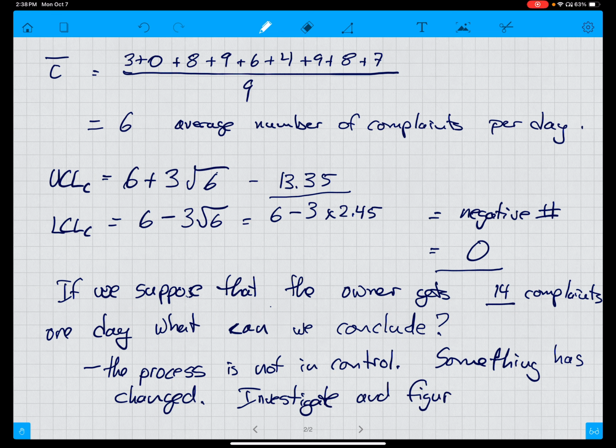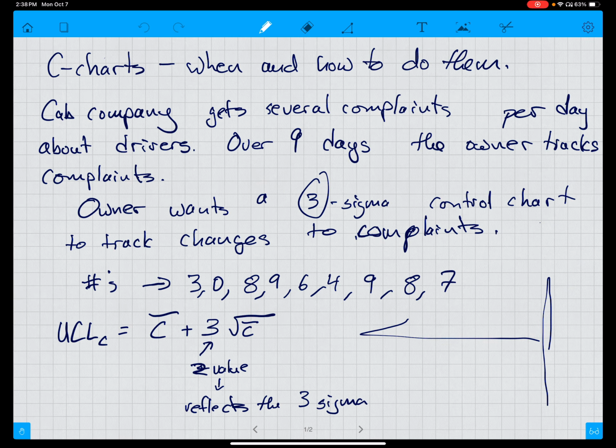That is very simply how to do a C chart, how to think about a C chart, and how to decide when to use a C chart. Pretty straightforward. It is, in my view, the easiest of the statistical process control charts.